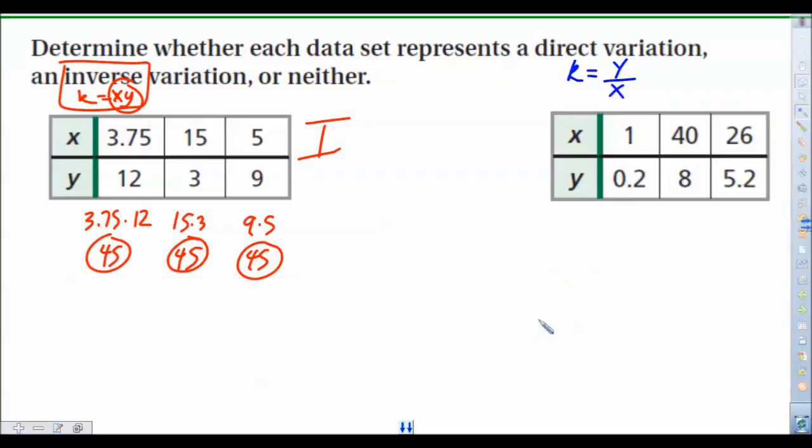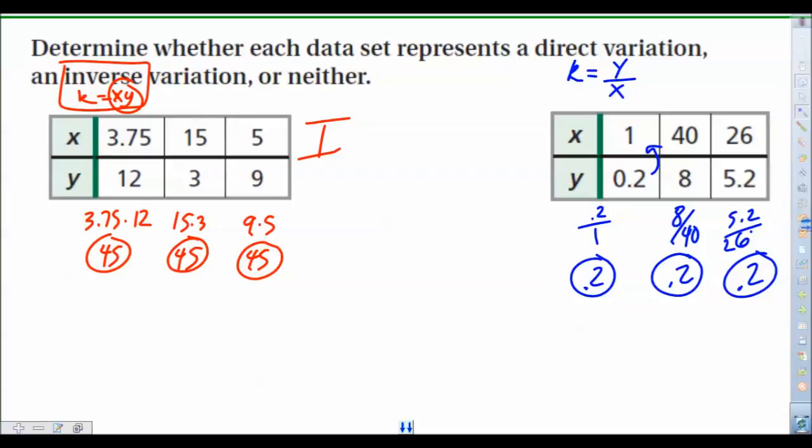So when we take y and divide it by x each time, notice that 0.2 divided by 1, don't let the decimal mess you up, anything divided by 1 we just get itself, 0.2. Now what's 8 divided by 40? Throw that into a calculator, I'm pretty sure that's 1/5, and I know that 1/5 is 0.2 as well. You take 5.2 and divide it by 26. I might need a calculator for that one, just to verify it. And yep, it is 0.2. So in each one of these cases we get the same number each time, and it worked when we were dividing the numbers, so this one here is definitely direct variation.